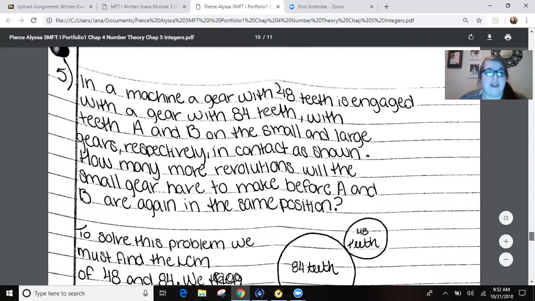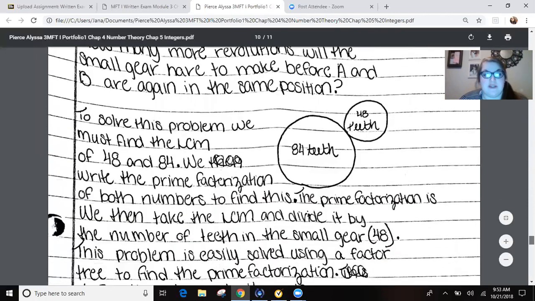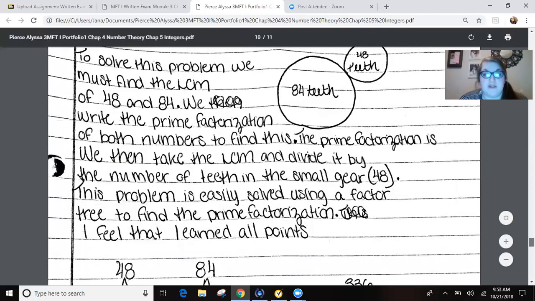So number 5, in a machine, a gear with 48 teeth is engaged with a gear with 84 teeth, with teeth A and B on the small and large gears respectively in contact as shown. How many more revolutions will a smaller gear have to take before A and B again are in the same position? So to solve this problem, we must find the LCM of 48 and 84. So we write the prime factorization of both numbers to find this.